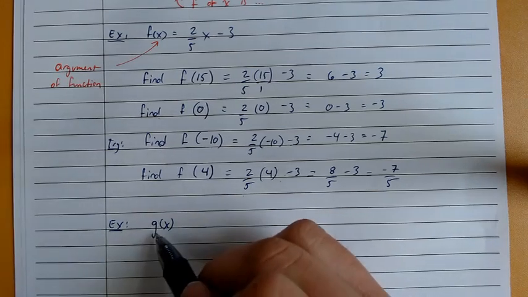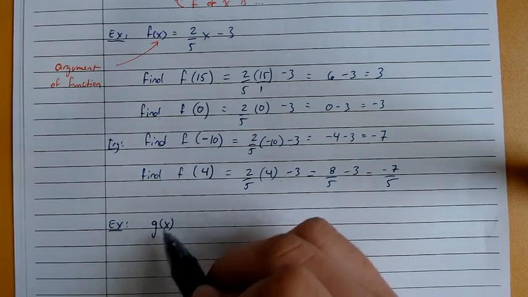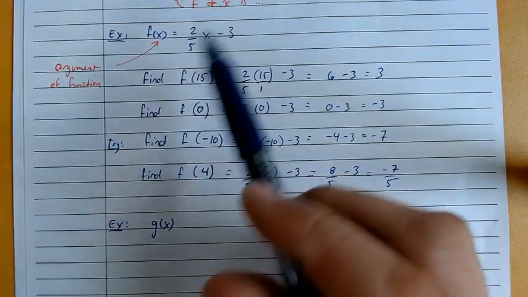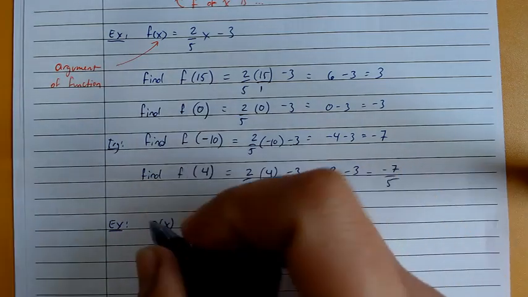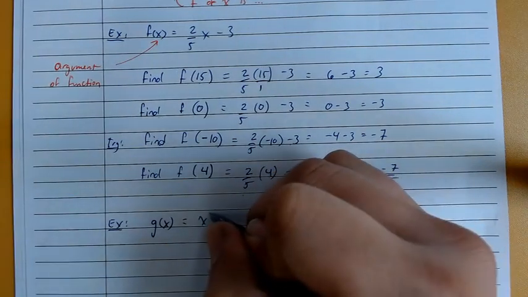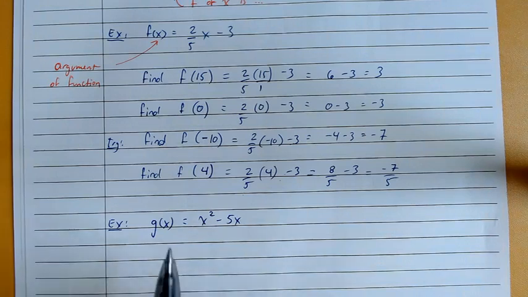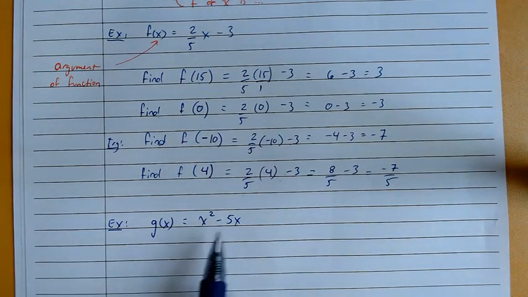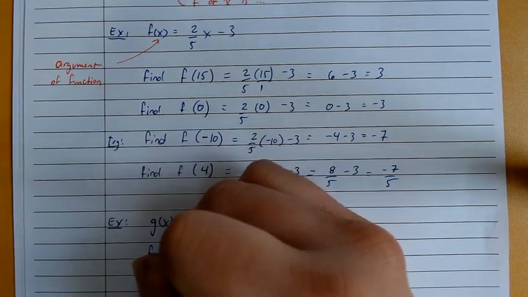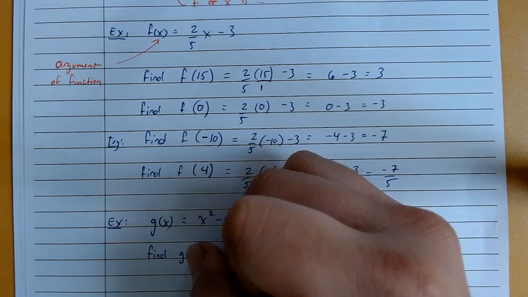If I wanted to use a different letter, I could say h of x. That's fine. W of x. It doesn't matter. Any label's fine. The point is we want to have different labels for different equations. All right. So here I'm just going to make one up. Let's say g of x is equal to x squared minus 5x. Notice that in this equation we have more than one instance of that variable, and that's fine. It works the same way. We're going to say find g of, let's say, 6.